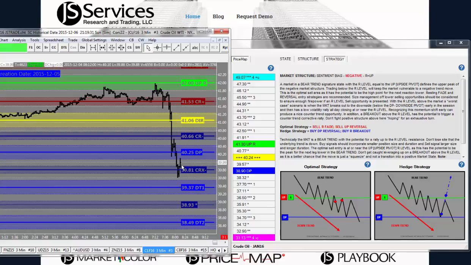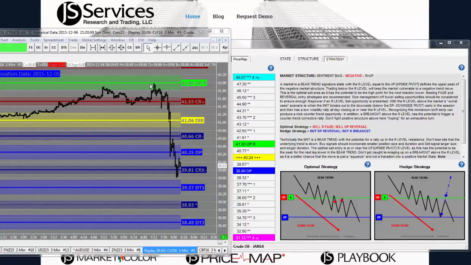So this is a tell. This is an exhaustive tell, and now this would be the second structure break point. This is a tell that there may be a pause in this aggressive selling. So it's important to understand we're in a bear trend.